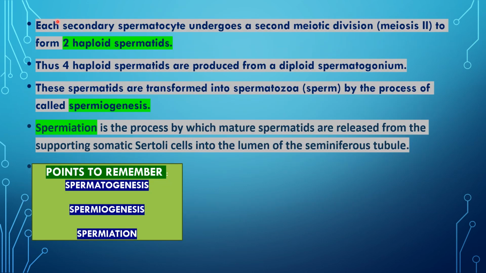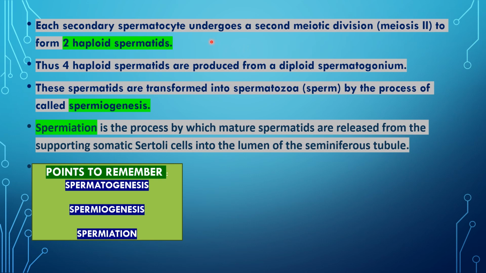Now, each secondary spermatocyte further undergoes a second meiotic division. This is called meiosis 2, and it forms two haploid spermatids. Yes, the secondary spermatocytes are haploid. Is it clear? They are haploid. They again undergo a meiotic division and they further produce two haploid spermatids.